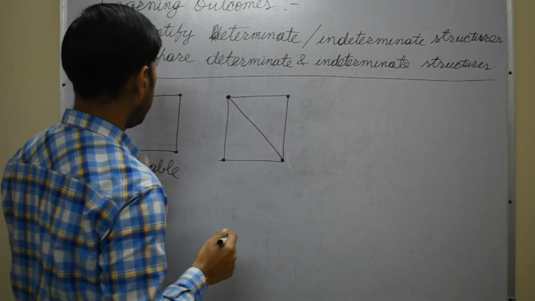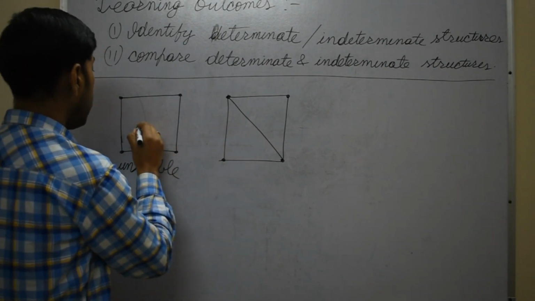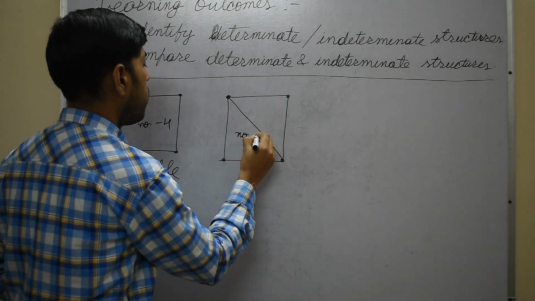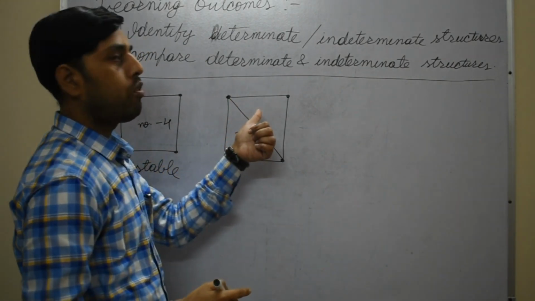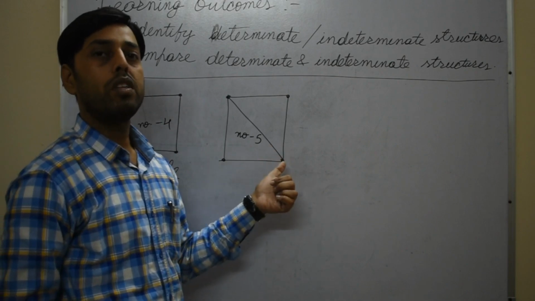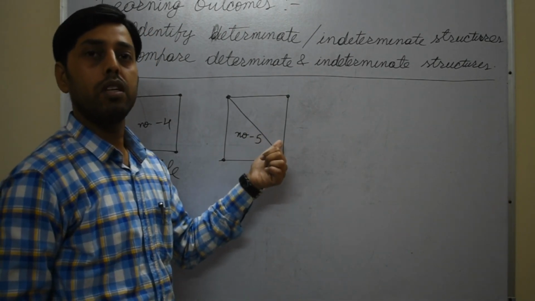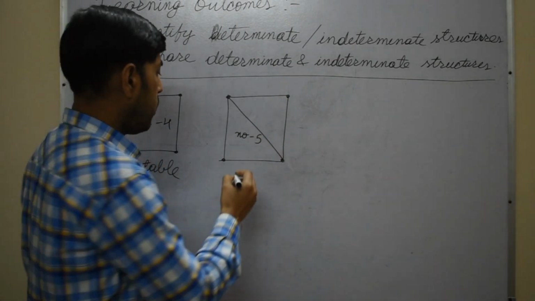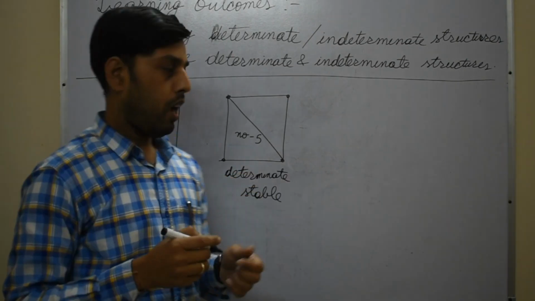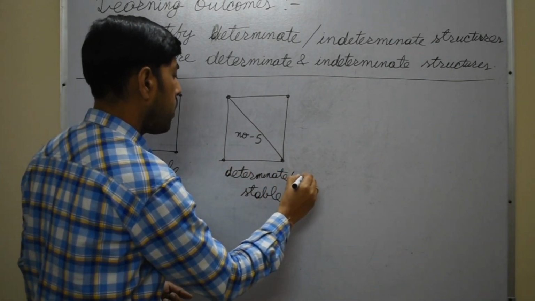In the previous case, the number of members was 4; after adding one more member, the number of members is 5. In order to stabilize its own geometry, the minimum number of members needed is 5, and we have provided those 5 members in this example. So this is the case of a determinate structure, and it is stable also. And this is basically determinate internally.